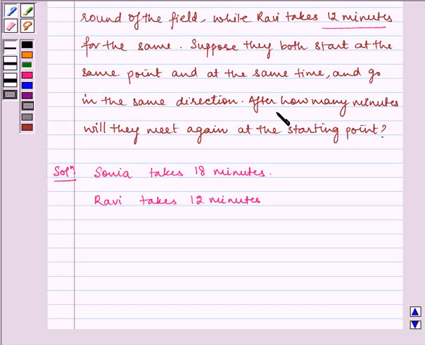So, in order to find the time after which they will meet again at the starting point, we need to find the LCM of 18 and 12. So, 18, 12. Now we can see that 2 is the least number which can divide 18 and 12. So dividing 18 and 12 by 2, we get 9 and 6.